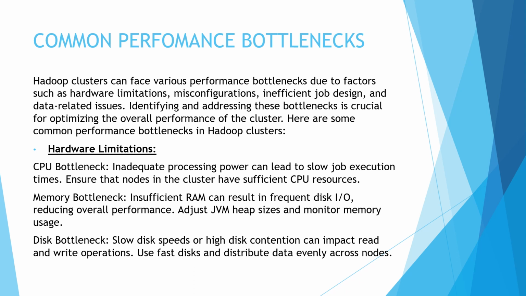Hardware limitations. CPU bottleneck: inadequate processing power can lead to slow job execution times. Ensure that nodes in the cluster have sufficient CPU resources. Memory bottleneck: insufficient RAM can result in frequent data input and output, reducing overall performance. Adjust JVM heap size and monitor memory usage. Disk bottleneck: slow disk speed or high disk contention can impact read and write operations. Use fast disks and distribute data evenly across nodes.